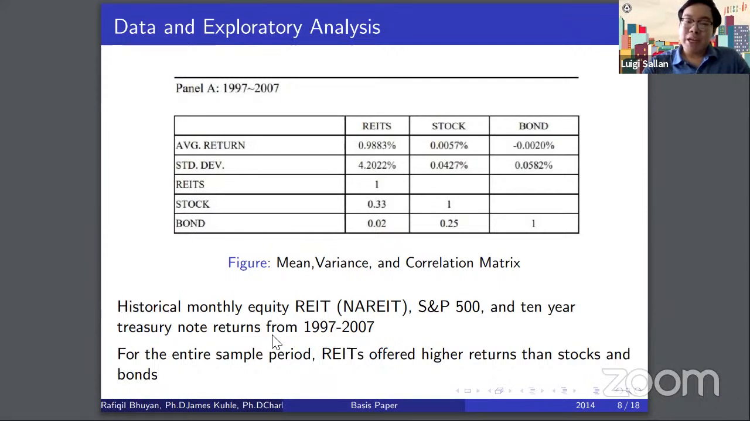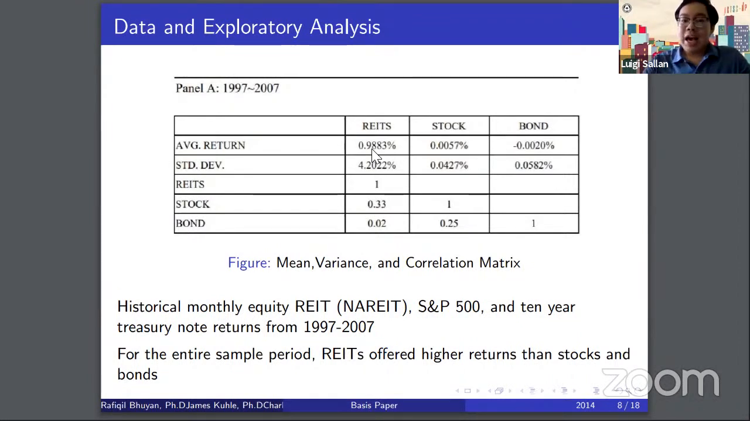For this sample period, REITs offered higher returns than stocks and bonds. As we can see here, the returns on REITs were clearly the highest among the three assets. So the first claim to fame of REITs, having high yields, is true for this data set.